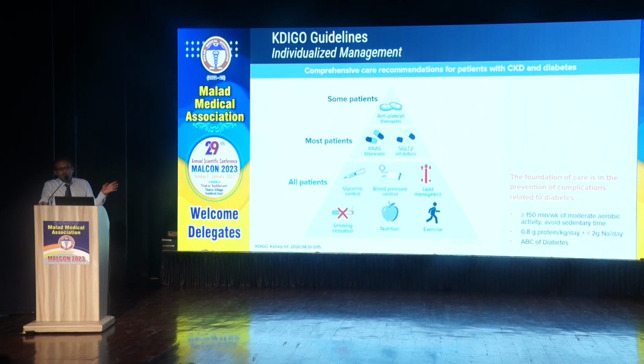Most patients should be on a RAS blocker, that is an angiotensin receptor blocker or ACE inhibitor, and an SGLT2 inhibitor. And on the top are the patients who are at higher risk of atherosclerotic cardiovascular disease. We can decide about antiplatelet and statin for them.